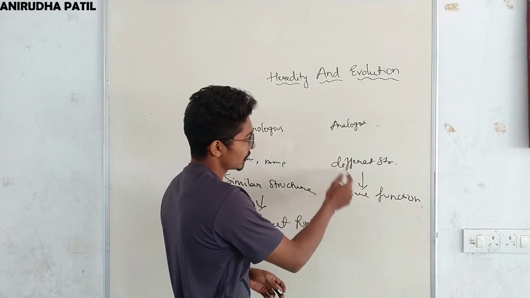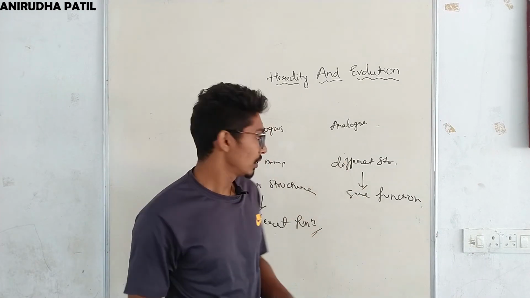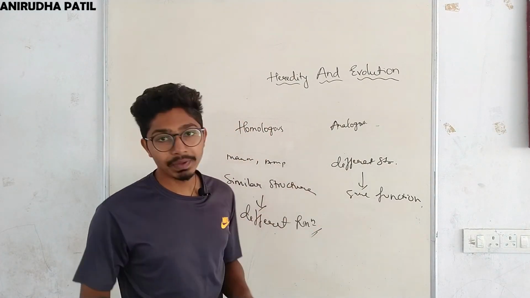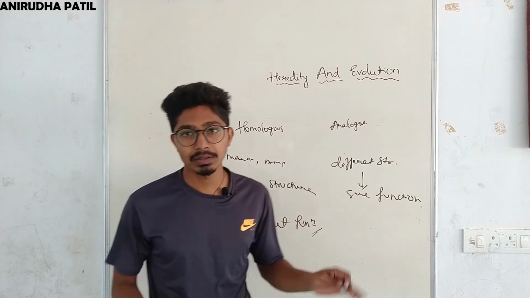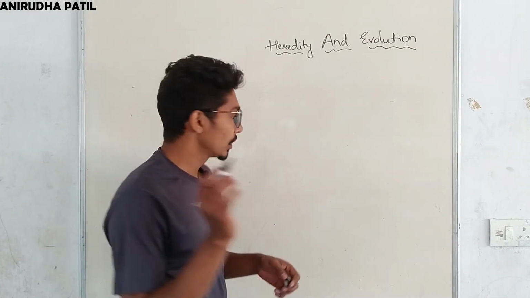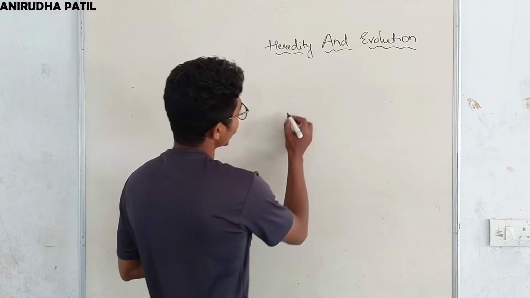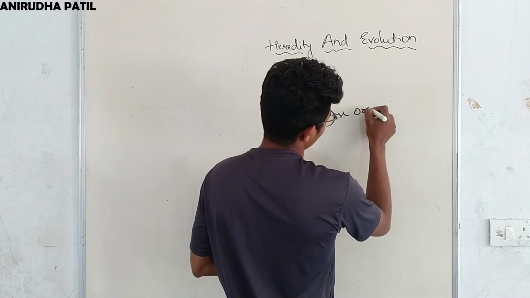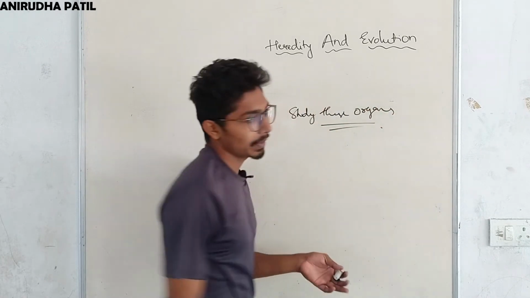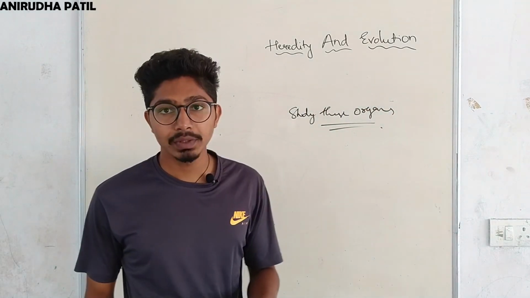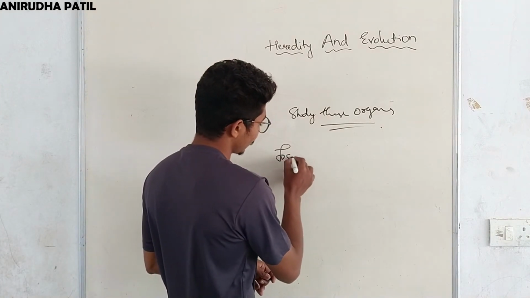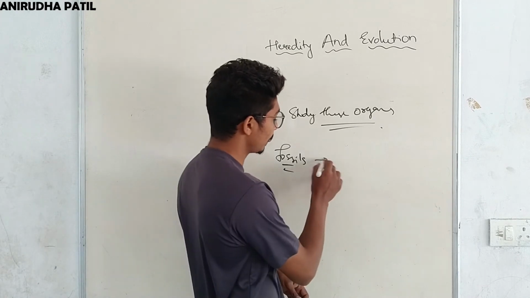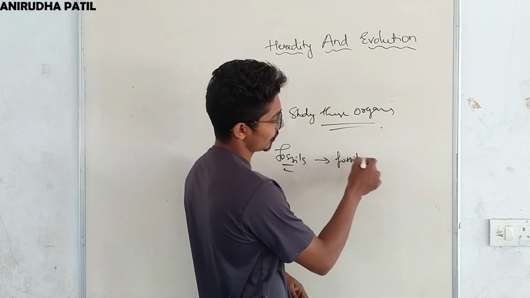Next is analogous organs. They have different structure and the same function. Consider the example of a bat and a bird. The structure of their wings is different, but the function is the same, that is flight. Now the question is, how do we study these organs? These organs are studied with the help of fossils, which are found from long back. Consider the example of fossils of dinosaurs.